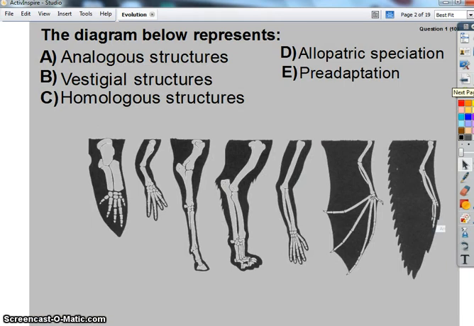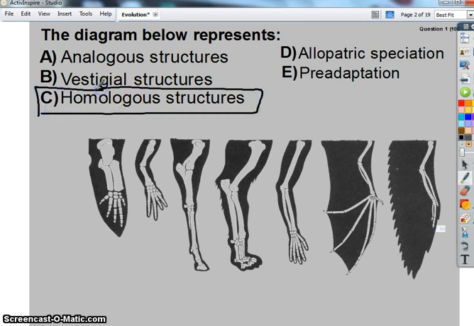So the first one shows a diagram, and they want to know what kind of structures those are. If you look at that, this is sort of a classic picture of homologous structures. Homologous structures are structures that are similar in their underlying bone structure, for example. We might highlight this bone and see that even though these organisms are all different from each other, they all have this underlying bone. It may be longer, shorter, fatter, whatever.